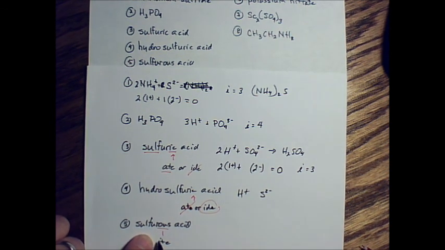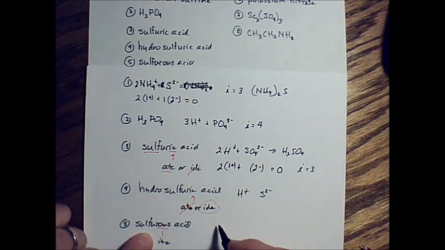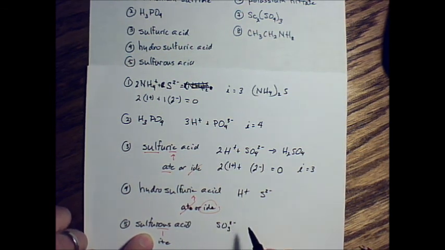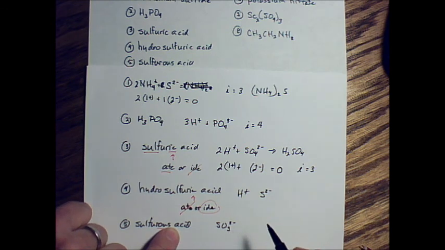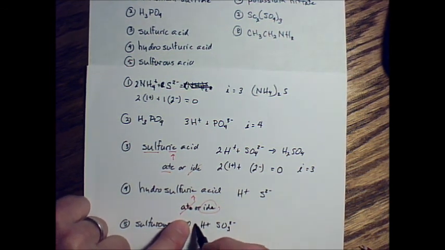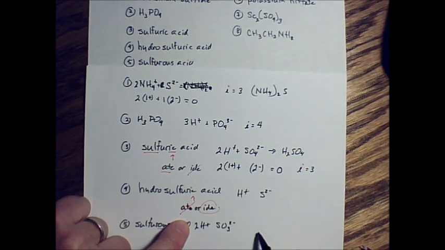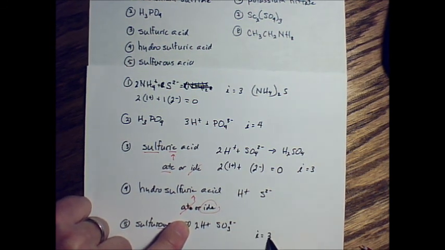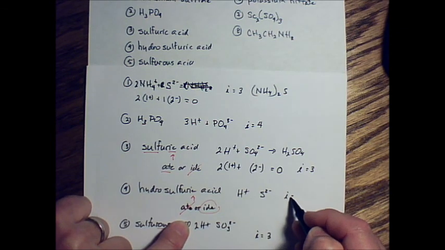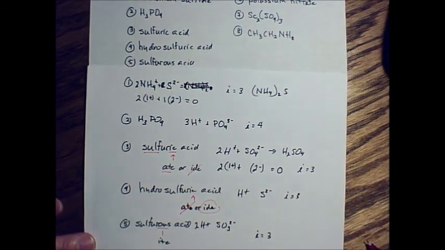Okay. So we're looking for a sulfite ion, and a sulfite ion is SO3, 2 negative. It's an acid. What else goes on there? H plus. How many of those do I need? 2 of these. So i is going to equal 3. And i is going to equal 3 up here too, we said. Okay? Number 6.